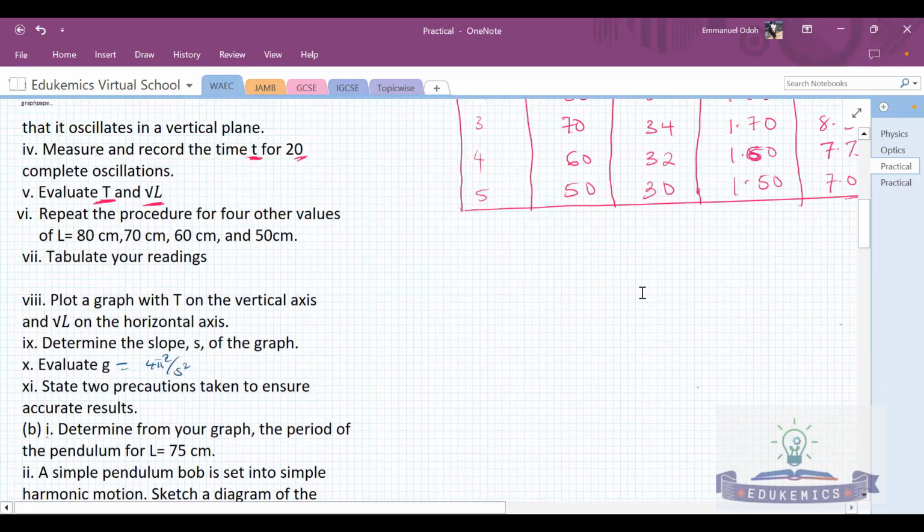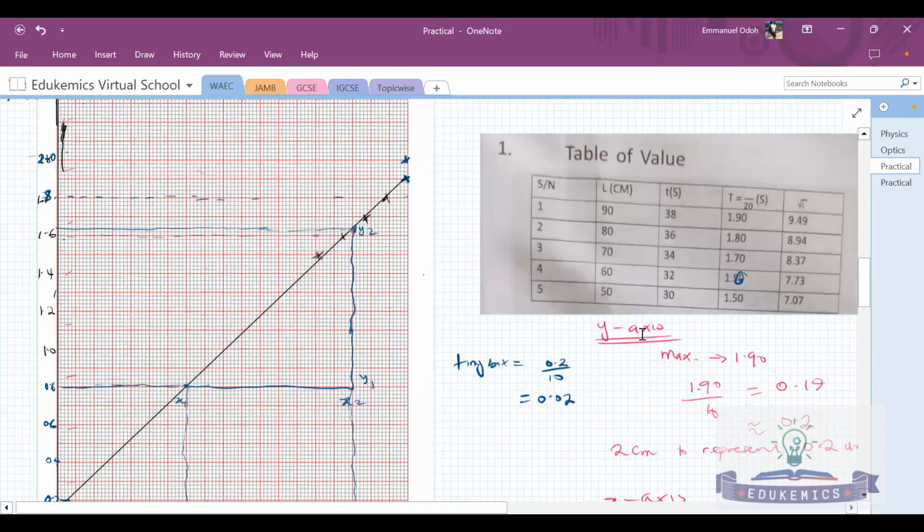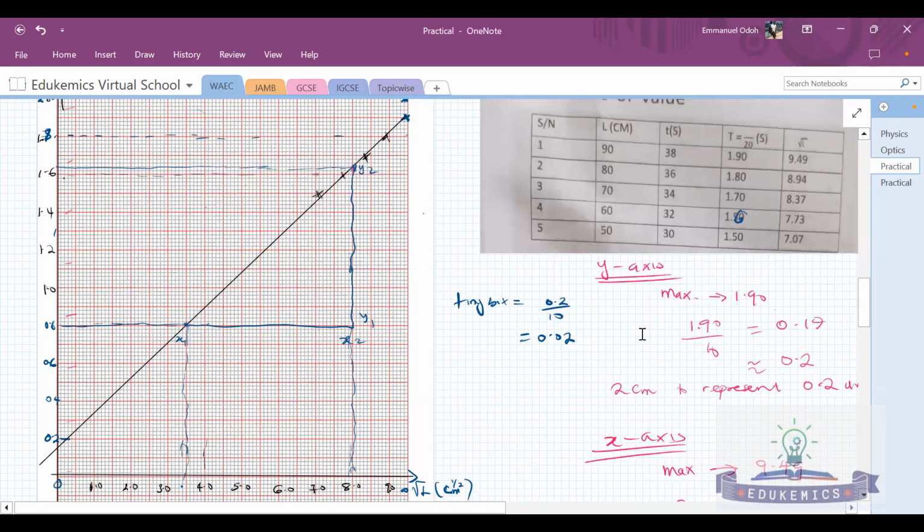So let's see the next question. State the precautions taken. One of the major precautions is to avoid zero error. Another precaution is to avoid error due to parallax when taking readings. And then you have to ensure that the support was rigid or firm. So those are the major precautions that you need.